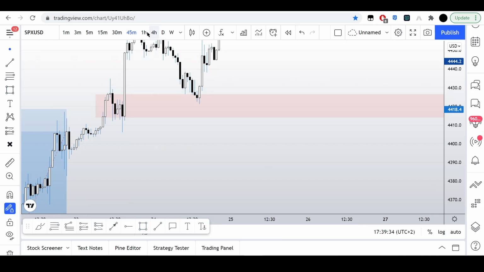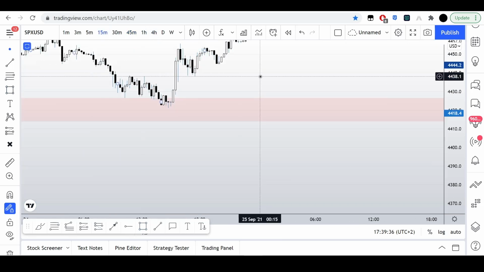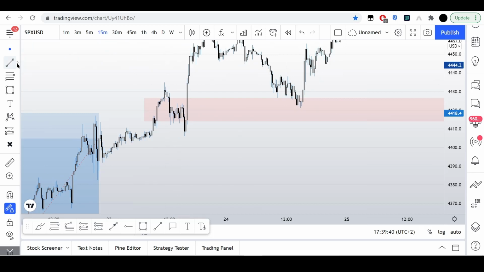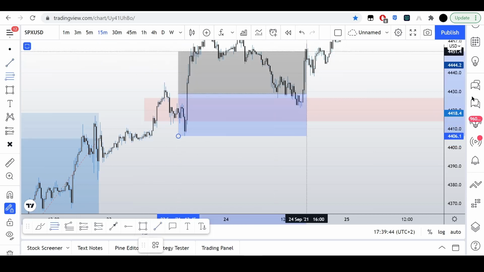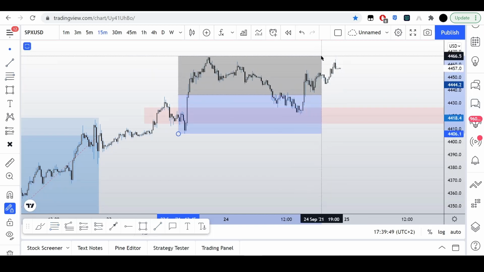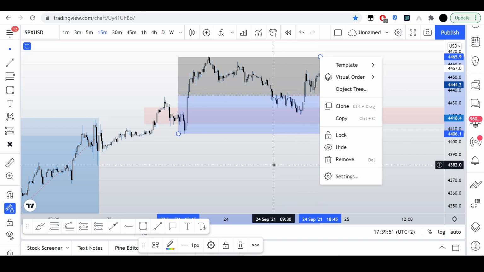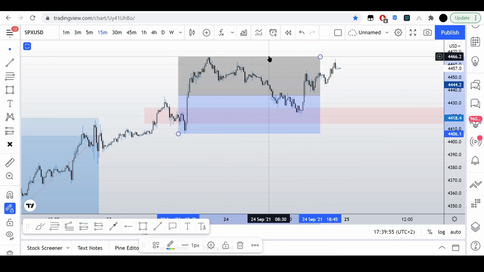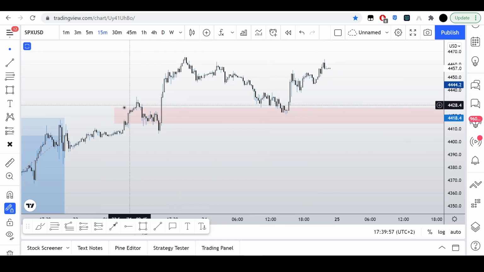Let's go to the 15-minute. Okay, so what happened? Look, let's draw our fib, top to bottom. Okay, this will be around ICT's OTE. Okay, we're in discount. This is premium. Okay, what happened in this range right here?